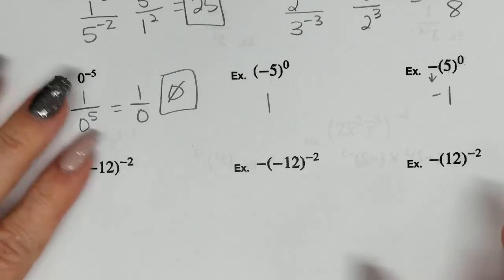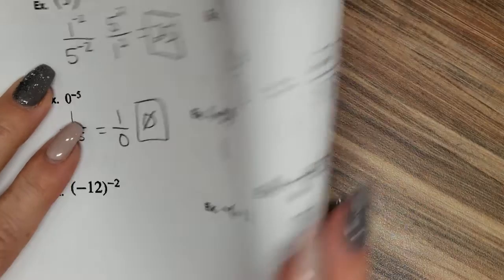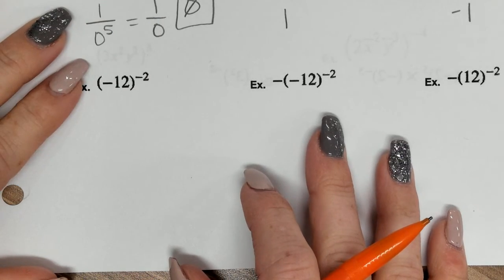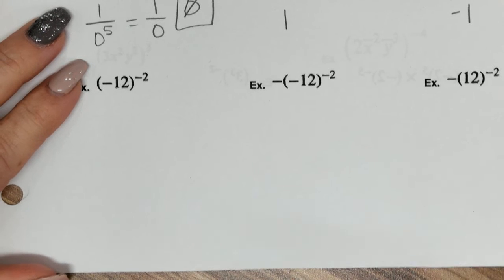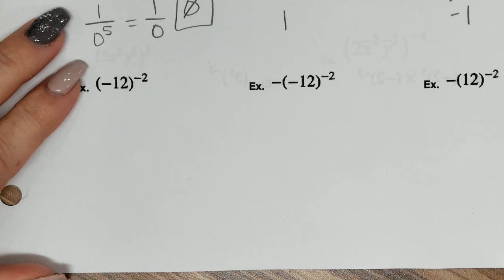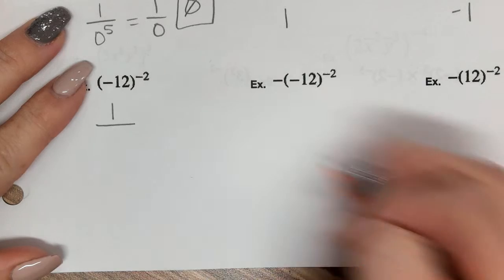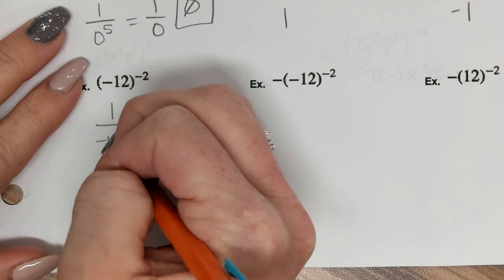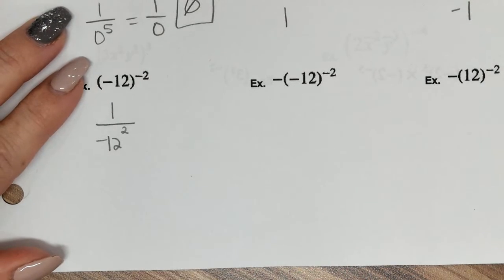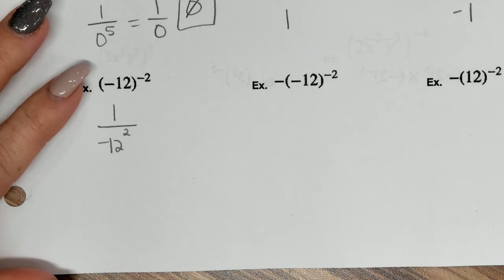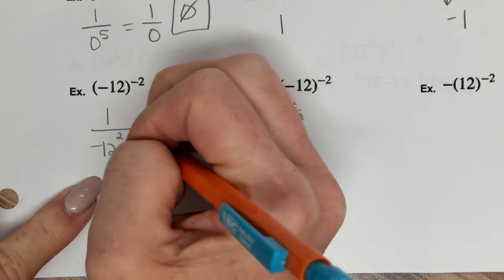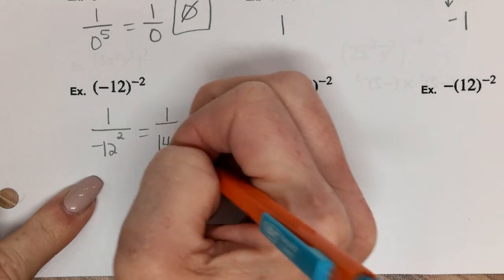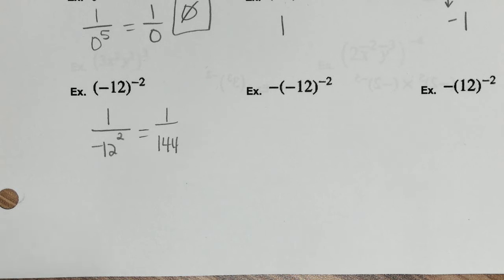All right, negative 12 to the negative second power. It's 144. Okay, stop. Can you have a negative exponent? No. Where does it have to go? So I'm going to have 1 over negative 12 to the second power. Can my base still be negative? Yes. Now can I go ahead and expand that if I want to? So it would be 1 over 144. Positive because negative times a negative.